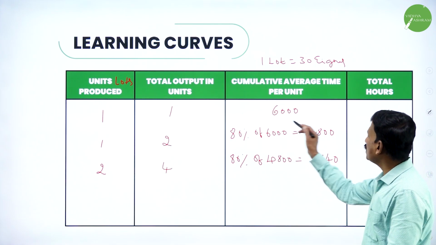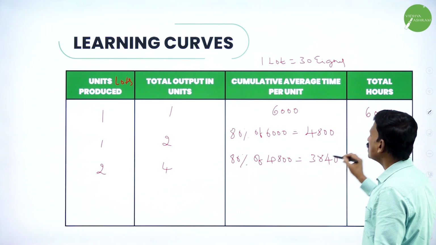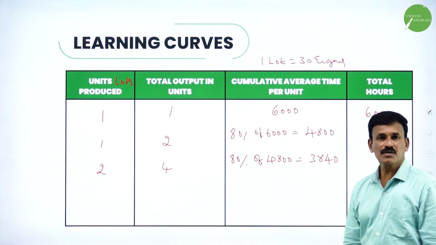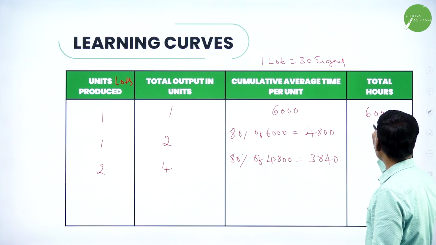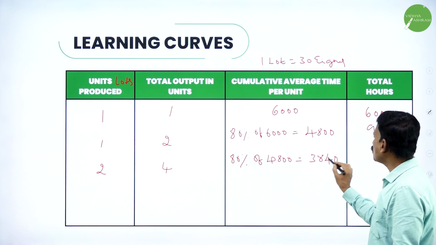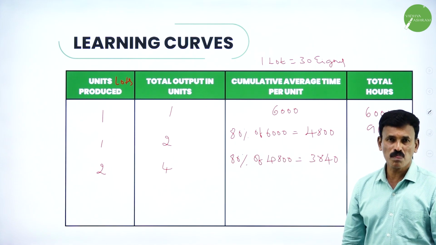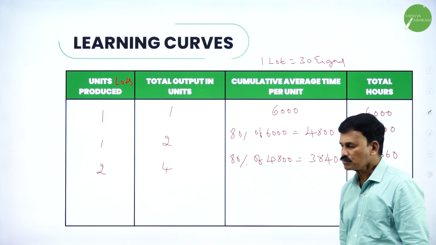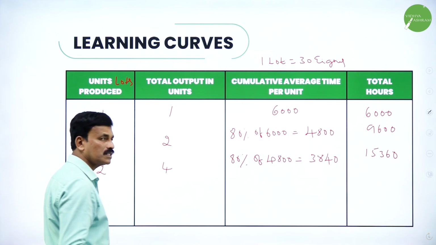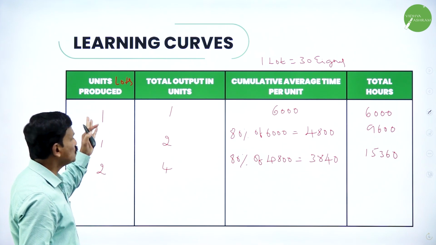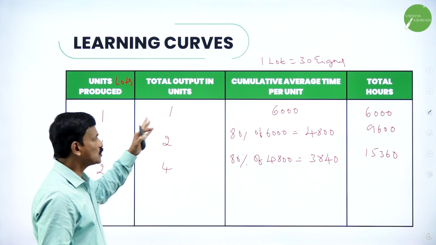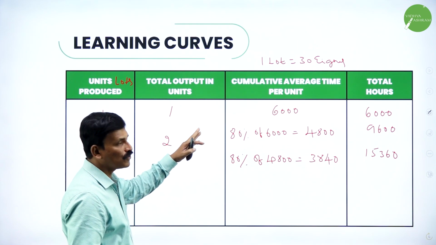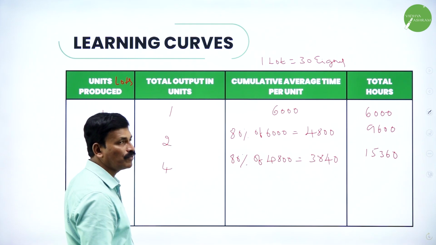Right. Now what is the total hours? Just multiply. 1 into 6,000 is 6,000. Again 2 into 4,800 is 9,600. Again 3,840 into 4 is equal to 15,360. Right. This is how we are going to form the table. Very simple. Initially the units or lots are 1, 2 and 4. The total output in units are 1 unit, 2 units and 4. Therefore calculate the cumulative average time per unit.